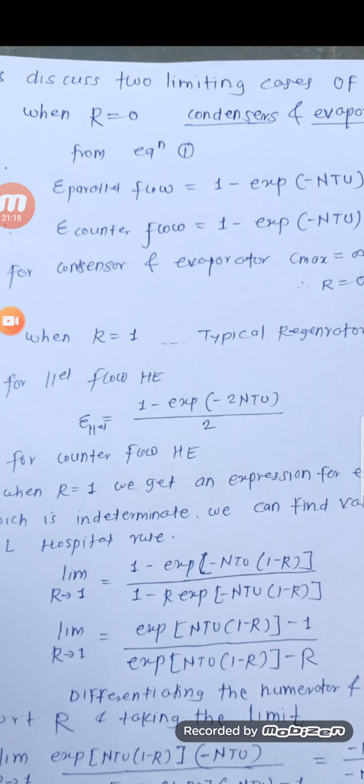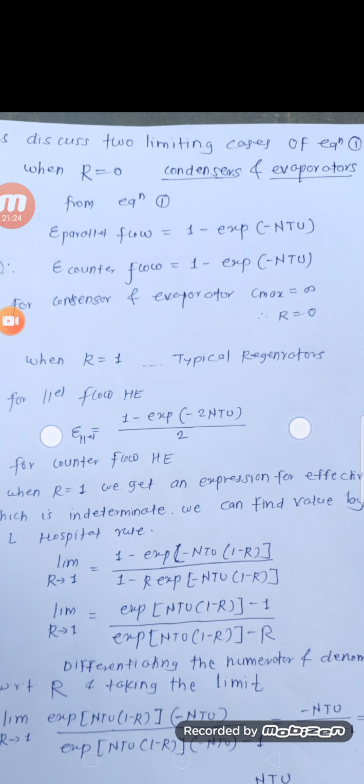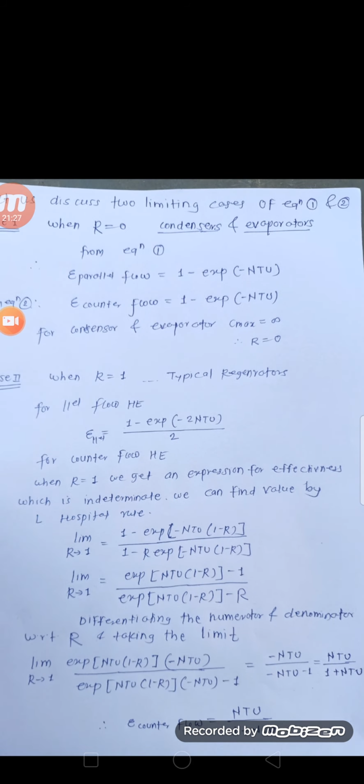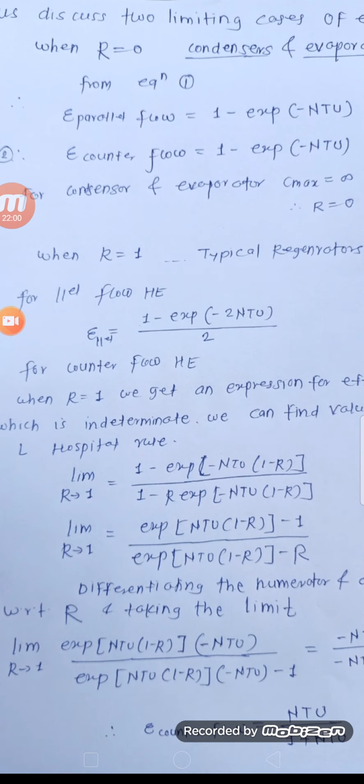But for the counter flow heat exchanger, when we put R is equal to 1, the expression of effectiveness is in indeterminate form. So how to resolve the indeterminate form? By using L'Hospital's rule. We have to take the derivative of the numerator and denominator and find the value of that effectiveness. So what is our equation? That is 1 minus exponential of minus NTU into (1 minus R), divided by 1 minus R into exponential of minus NTU into (1 minus R), with the limit R tends to 1.